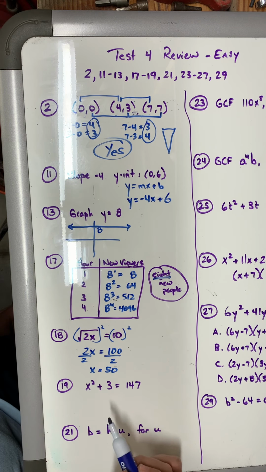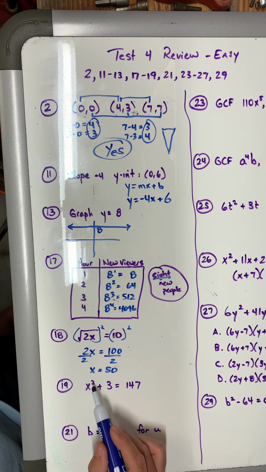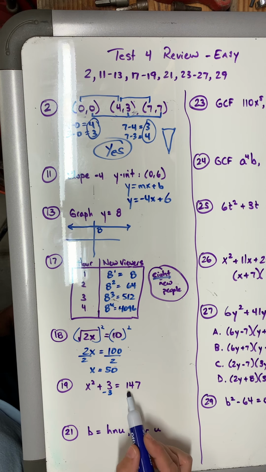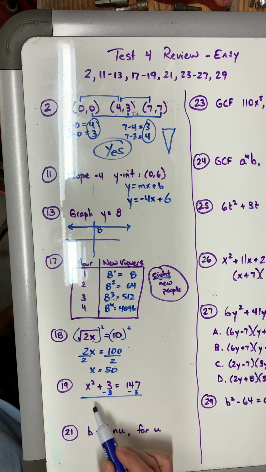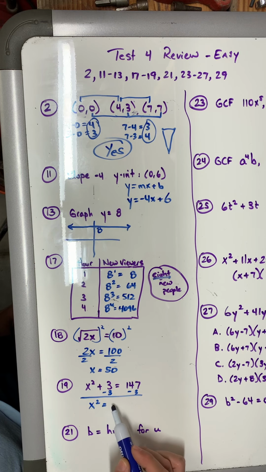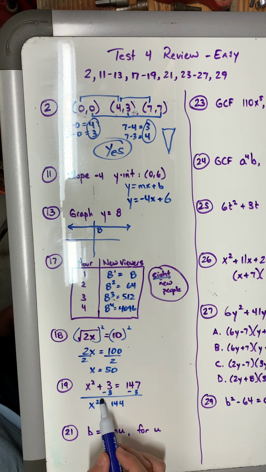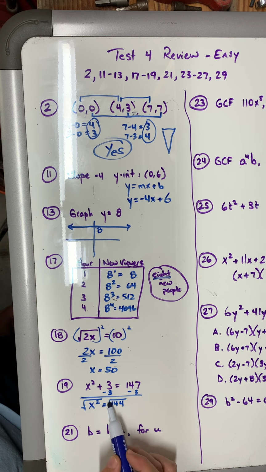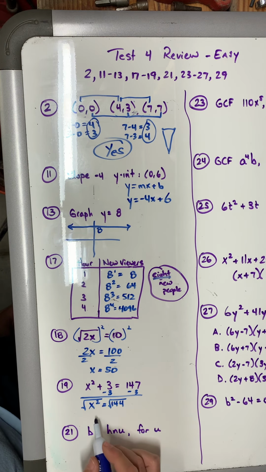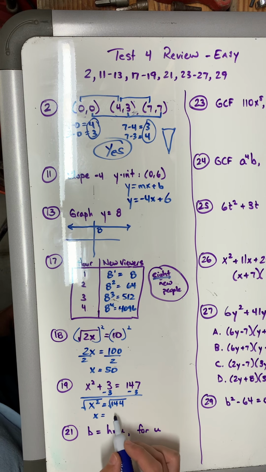All right, this next one, what I'm going to do is I'm trying to get x by itself. So first I'll move the 3 by subtracting. I get x squared equals 144. To undo a square, I would square root, but that means I have to square root that side. And I get x equals 12.